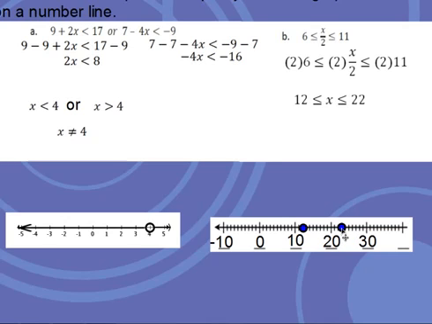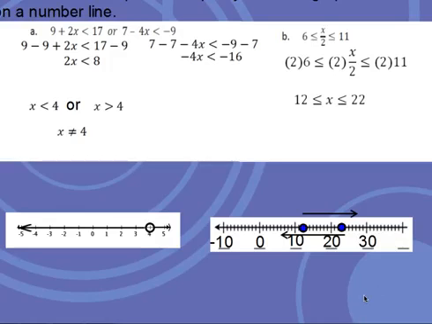I want to graph the numbers that are greater than 12, so that is going to be going this way. I also want to graph the numbers that are less than 22, so that's going to be going this way. What I have is 3 sections to my graph: what's before the 12, what's in between the 12 and the 22, and what's on the end after the 22.